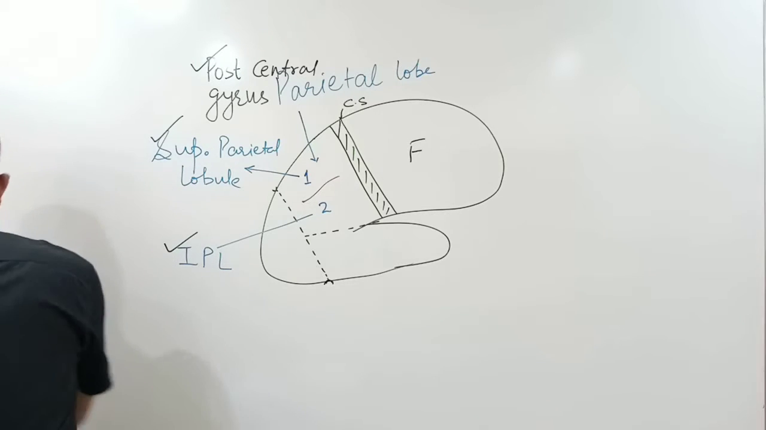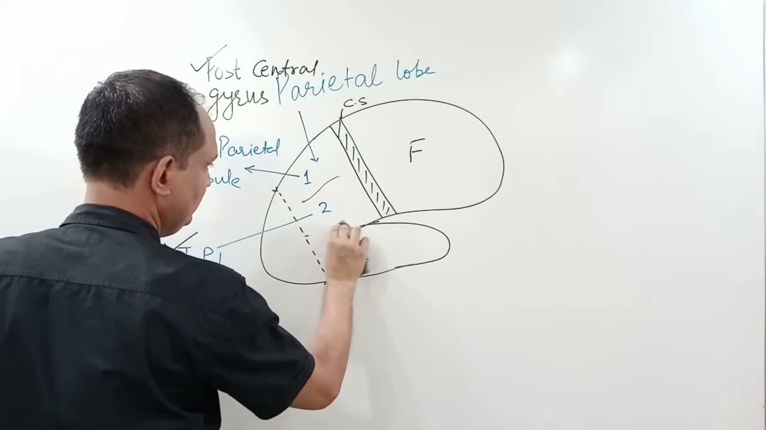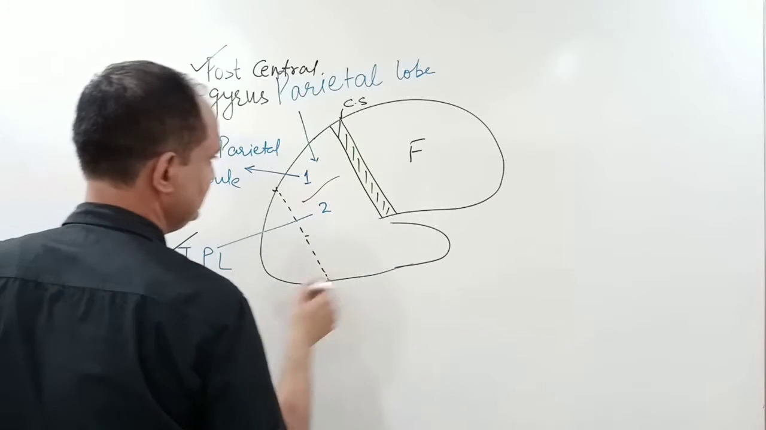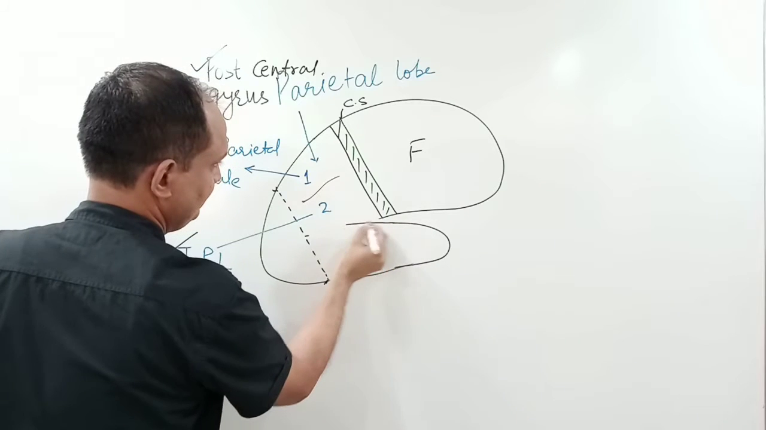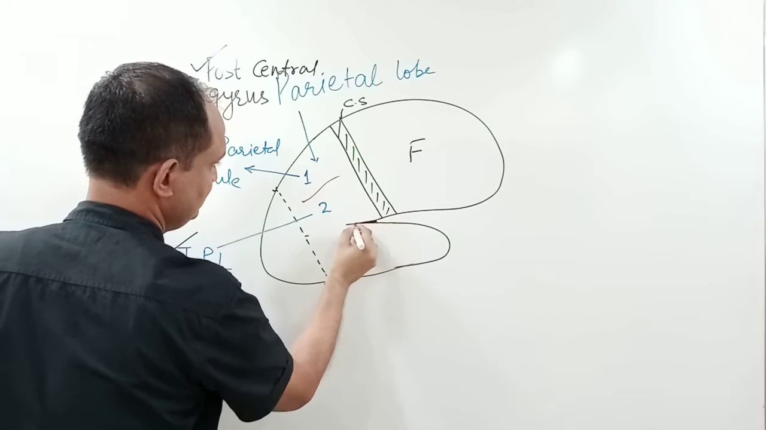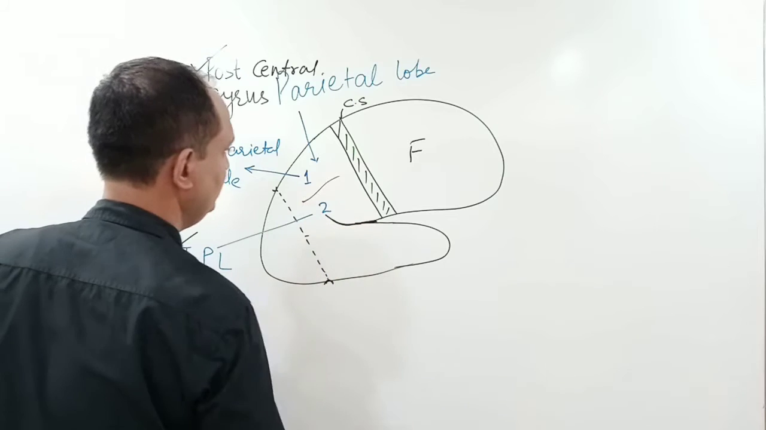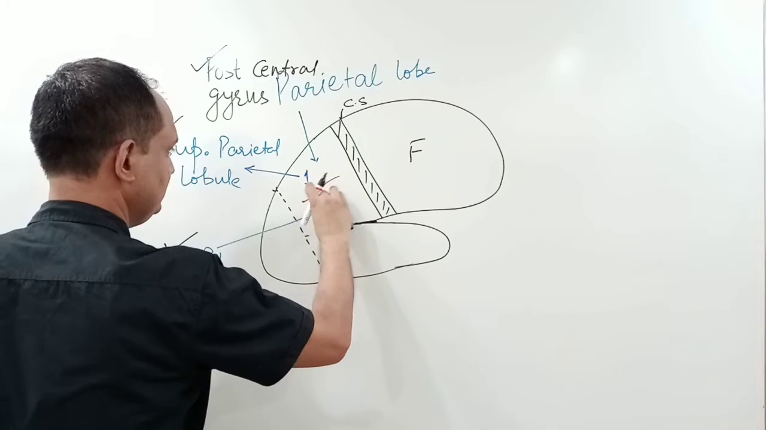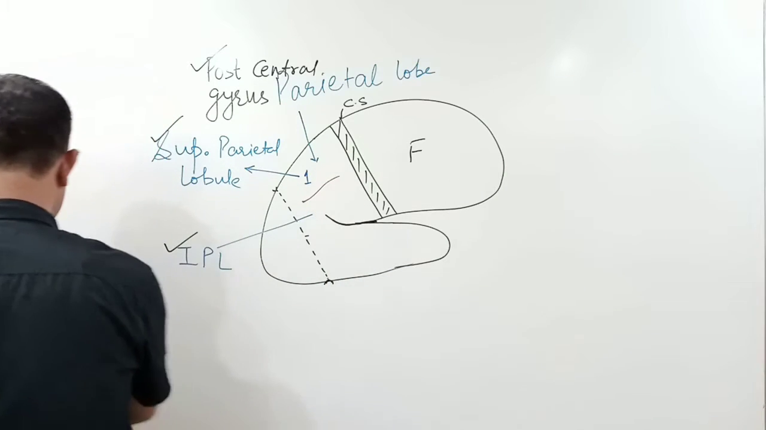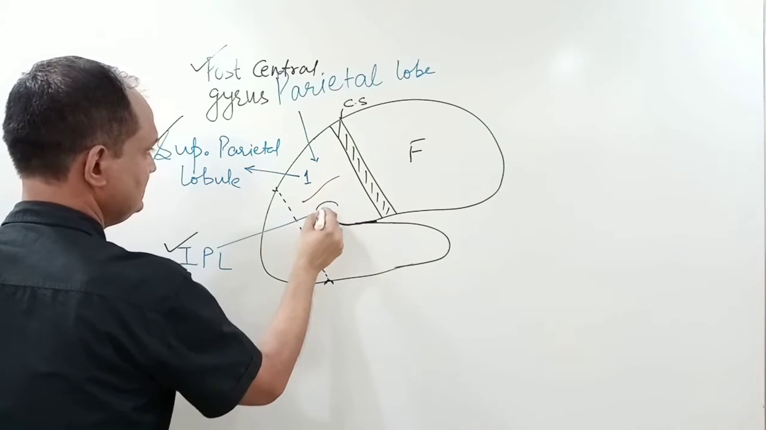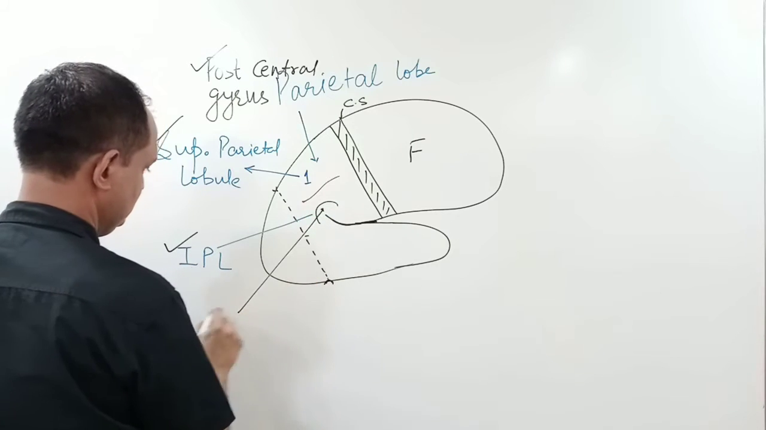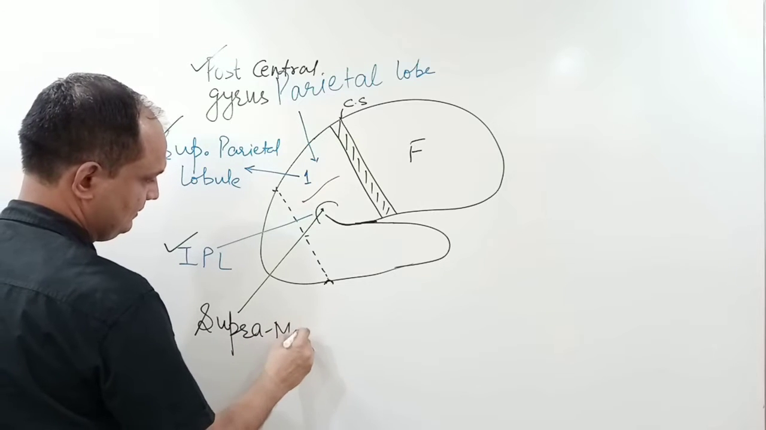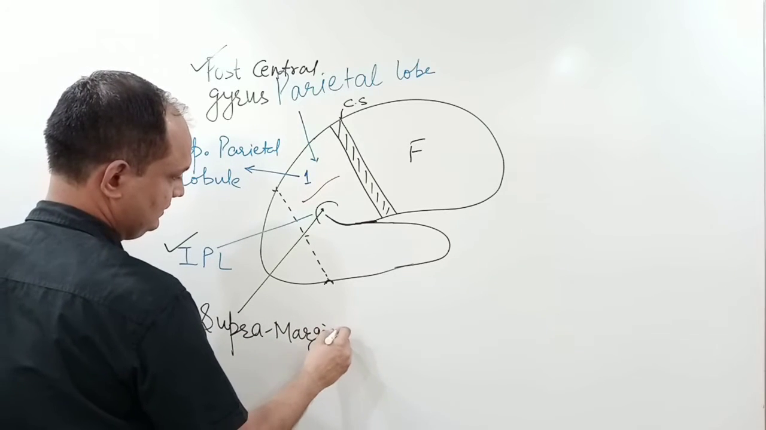Apart from that, there are two more important gyri. One is known as the supramarginal gyrus. This is the lateral sulcus, and it projects into the inferior parietal lobule, and the area around the posterior part of the lateral sulcus is known as the supramarginal gyrus.